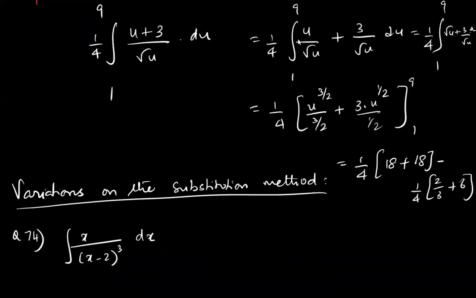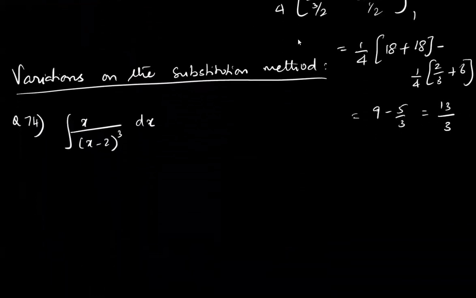So this is 36 over 4, which is 9. And then this one will be 18 plus 2, 20 over 3, that is 5 over 3. So 18 minus 5 is 13 over 3. Hopefully there are no arithmetic mistakes there.